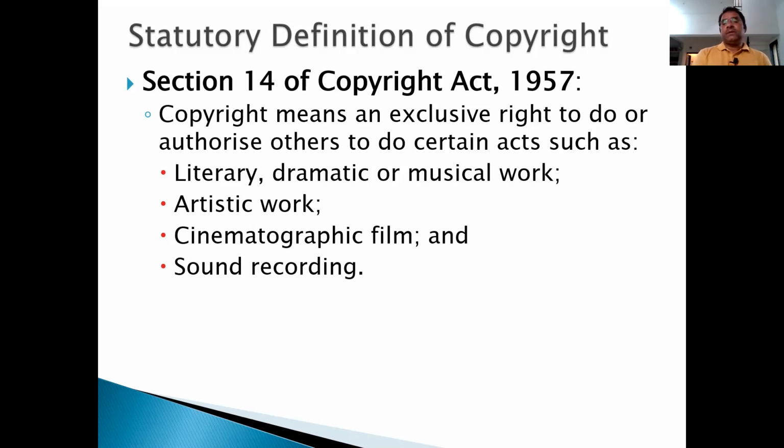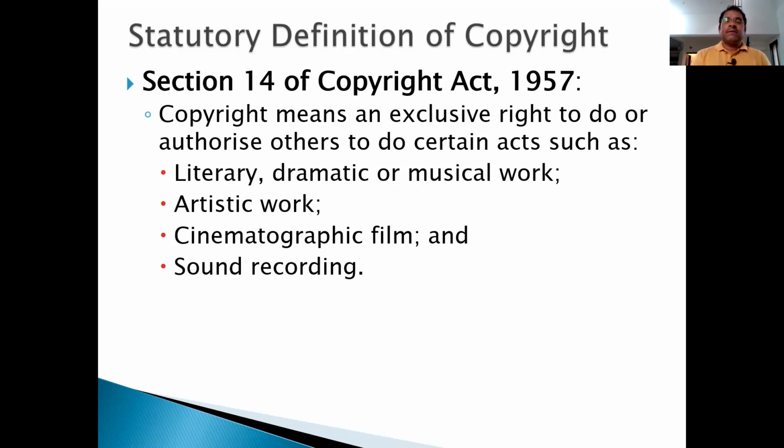Or musical work, the person who writes the musical notes, that work can be protected under the Copyright Act 1957. Then comes the artistic work. Artistic work includes your painting, your architectural work, anything which consists of skill and labor of the true owner.